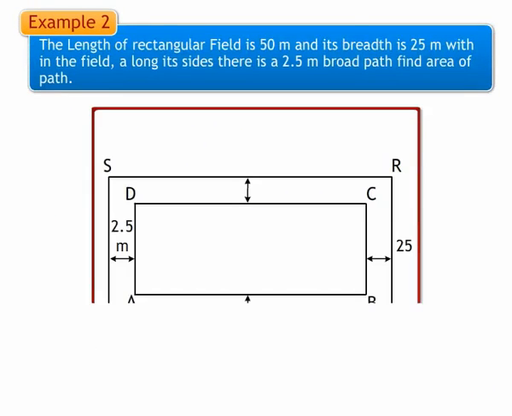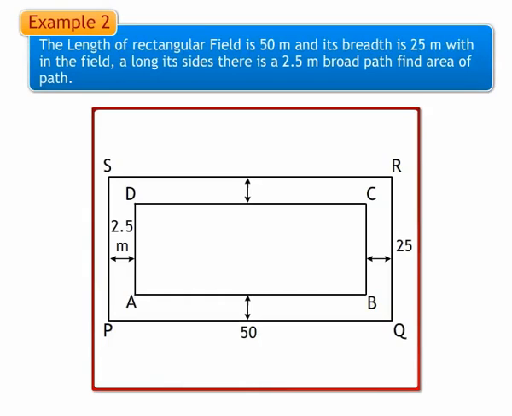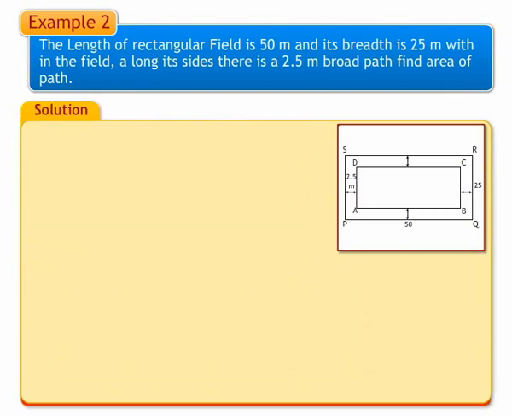Example 2. The length of a rectangular field is 50 meters and its breadth is 25 meters. Within the field along its sides, there is a 2.5 meter broad path. Find area of path. Solution. PQRS is the garden. Leaving out 2.5 meter broad road on all four sides, we get ABCD, which is also a rectangle. Area of path is area of PQRS minus area of ABCD.